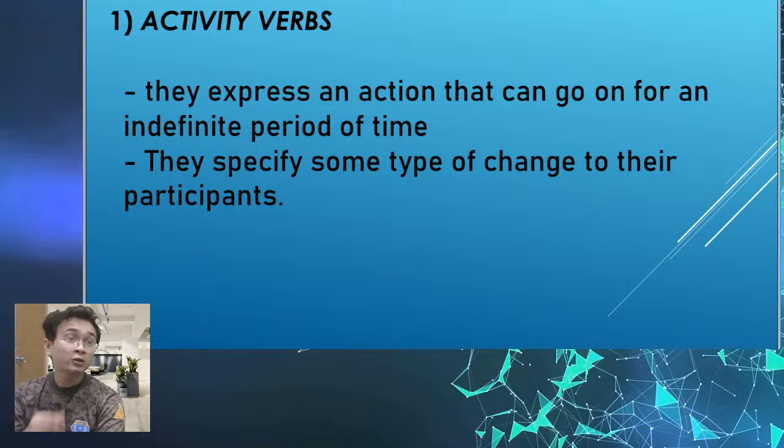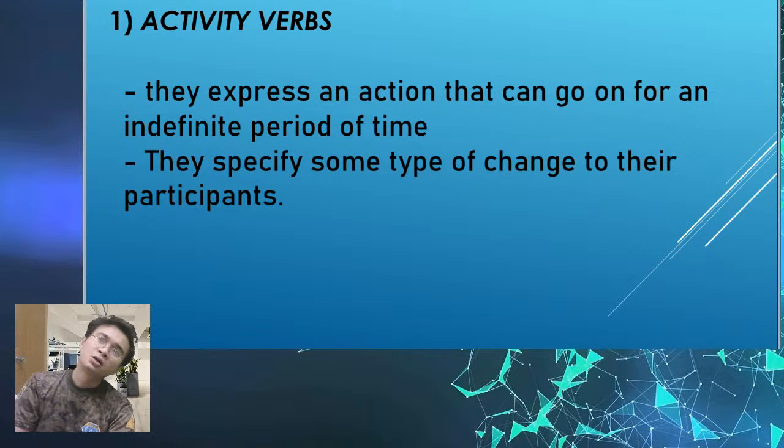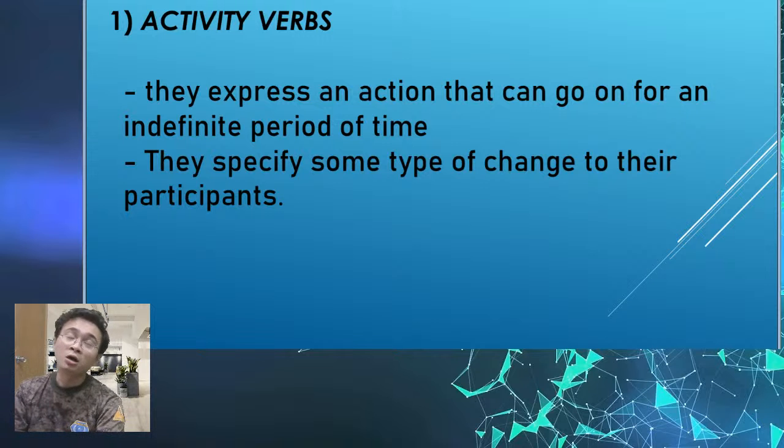Again, for the first one we have activity verbs. An activity verb expresses an action that can go on for an indefinite period of time. It means it continues for a longer period, or some period we can't tell exactly. So we call it an activity verb. And of course, an activity verb has no result even though the action is expressed in our sentence.